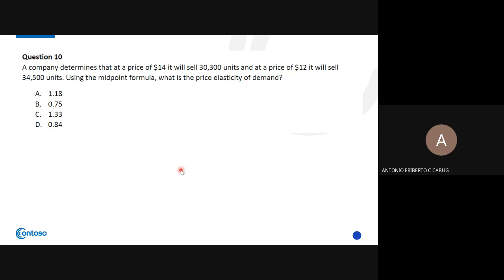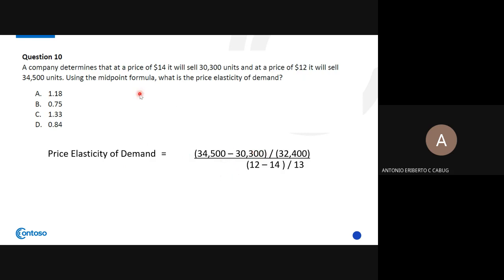So this time we are to use the midpoint formula. Kapag price elasticity, gumamit tayo ng midpoint formula. Ano yung percentage change ng quantity? The percentage change in quantity is from 30,300 magiging 34,500. So 34,500 minus 30,300 over 30,300. Ganun dapat yung change, no?